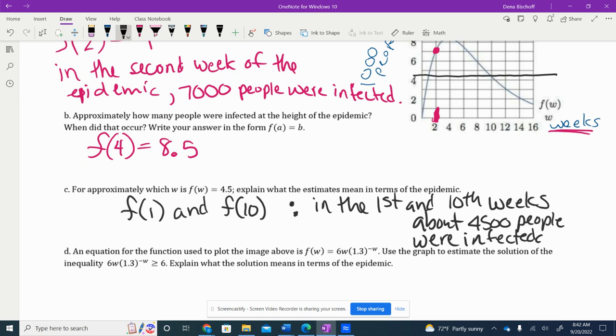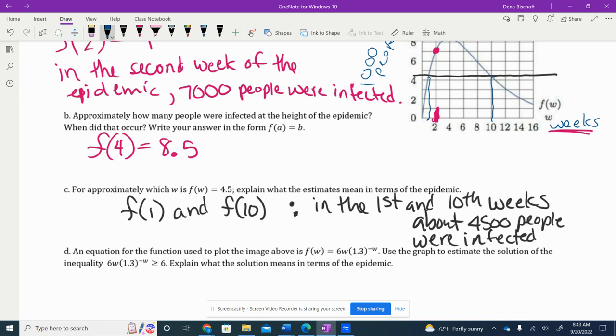Do you see how drawing a line through kind of tells you where to match it up on the graph? Is that helpful for you to figure out if you can find your output lines to kind of draw down where your inputs are? Maybe yes, maybe no. An equation for the function used to plot the image above was F of W equals 6W times 1.3 to the negative W power. Use the graph to estimate the solution to the inequality 6W times 1.3 to the negative W is greater than 6.